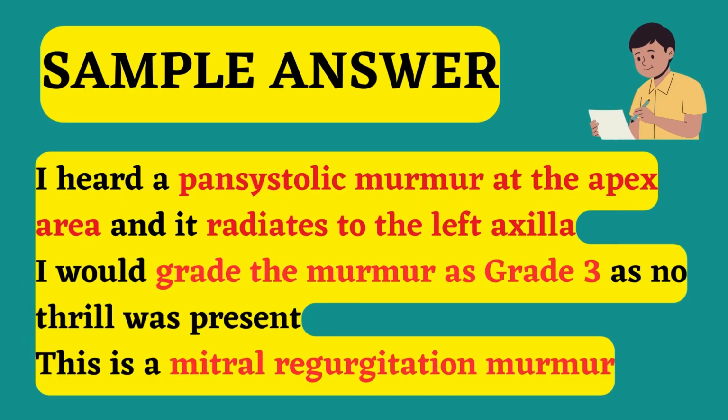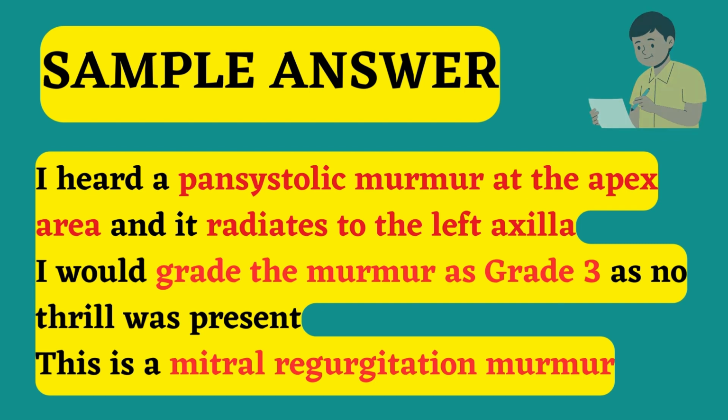I remember a mitral regurgitation case was given to me in my third year as a medical student. The examiner asked me to describe the murmur I heard. I will give you a sample answer. It goes like this: I heard a pansystolic murmur at the apex area and it radiates to the left axilla. I would grade the murmur as grade 3 as no thrill was present. This is a mitral regurgitation murmur. Of course, this is a very basic answer that can make you pass the murmur question. You can add associated features when describing a murmur to get extra marks.